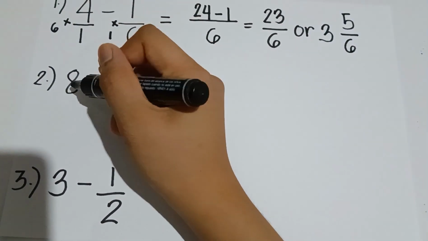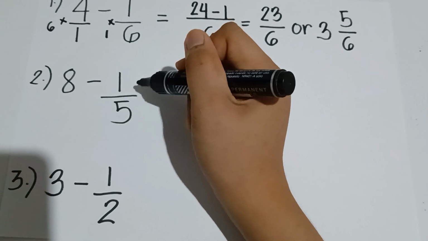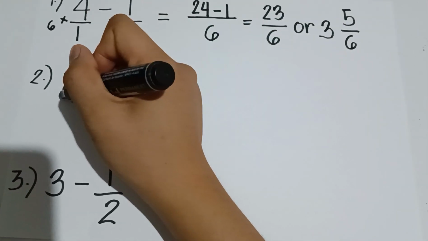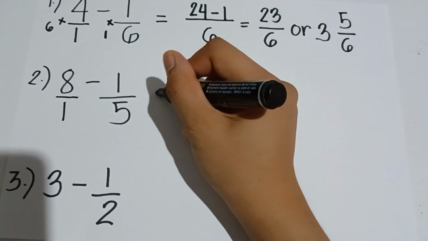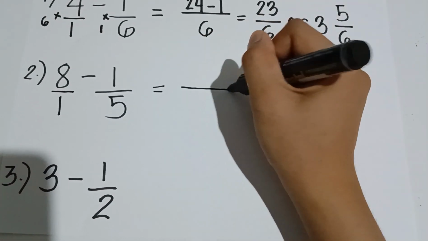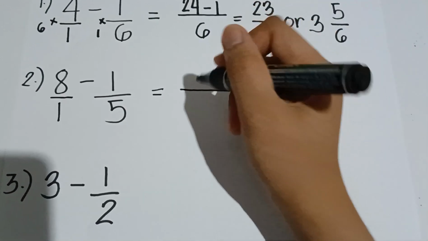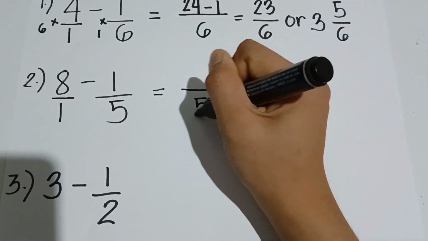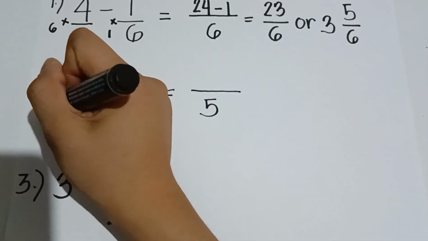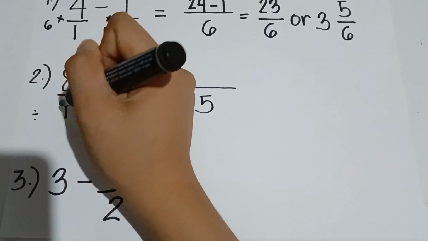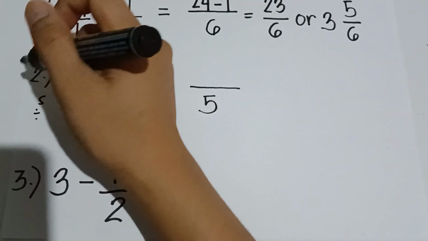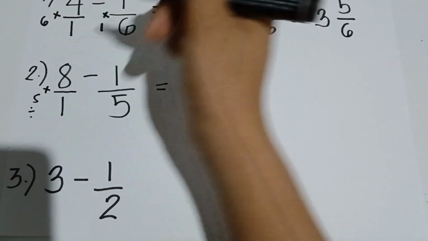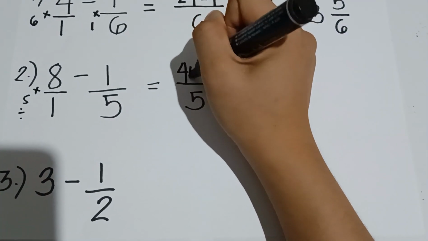Next, example number 2: 8 minus 1/5. The same process that we did in example number 1. We put a denominator of 1 to 8 so that they are both fractions. We get the LCD, which is equal to 5. Then we divide 5 by 1, which gives us 5. And then 5 times 8 is equal to 40.